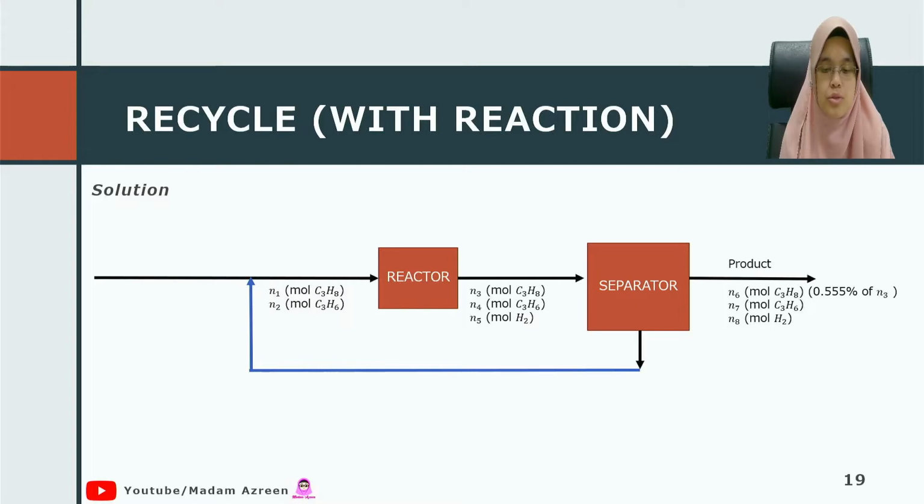The first one is we have about 0.55% of N3 based on the sentence. Okay, you can check back on this, based on the sentence.